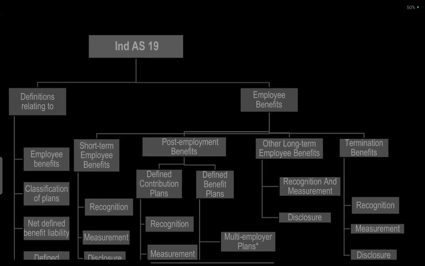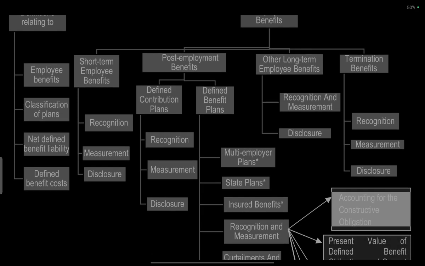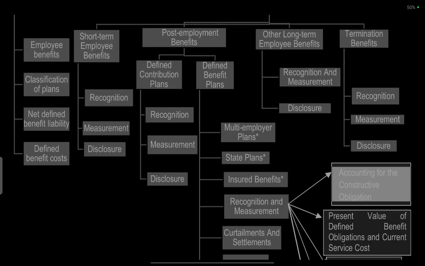So in Ind AS 19: definitions related to employee benefits, classification of the plan, net defined benefit plan, defined benefit cost, employee benefits, short-term employee benefits, post-employment benefits, other long-term employee benefits, termination benefits. Termination benefits: recognition, measurement, disclosure. Other long-term employee benefits: recognition, measurement. Short-term employee benefits: recognition, measurement, disclosure.